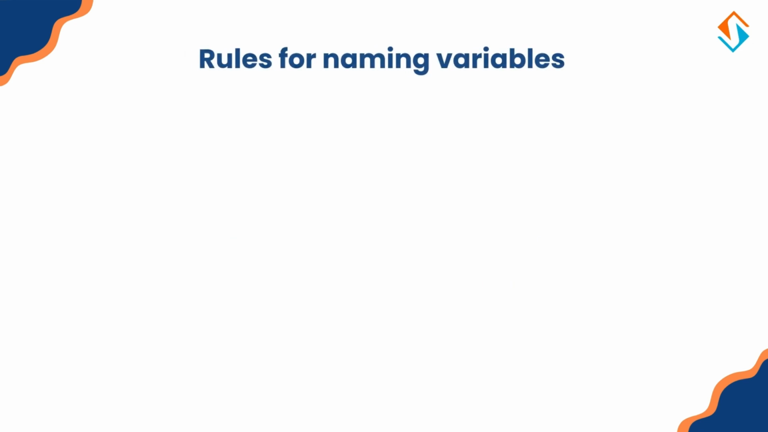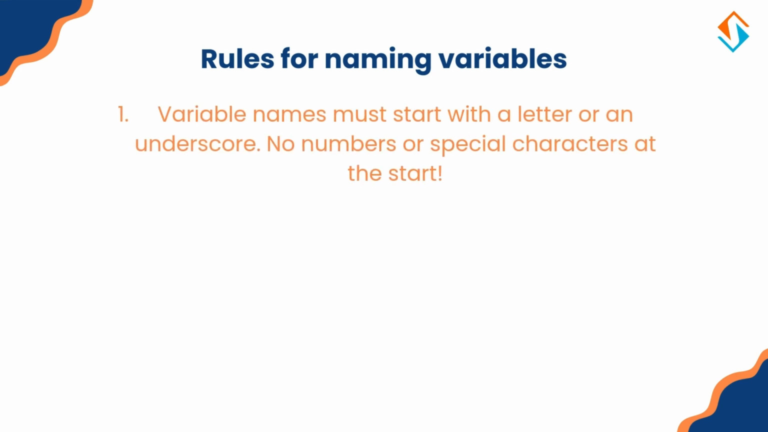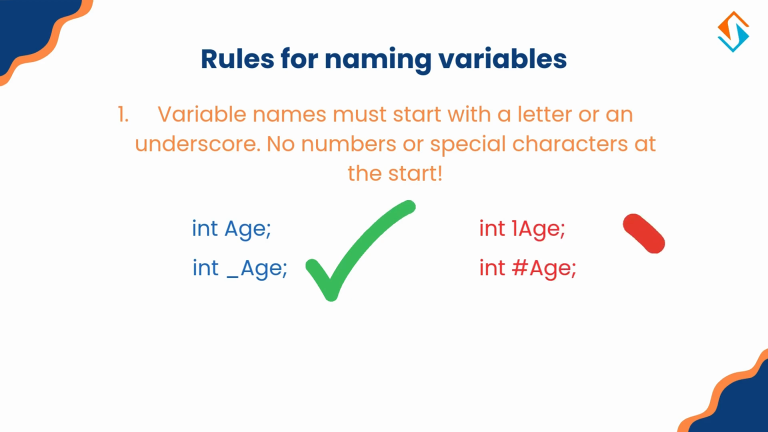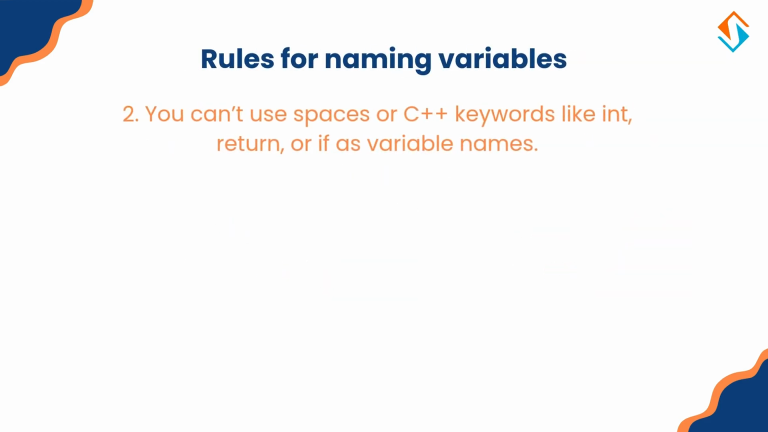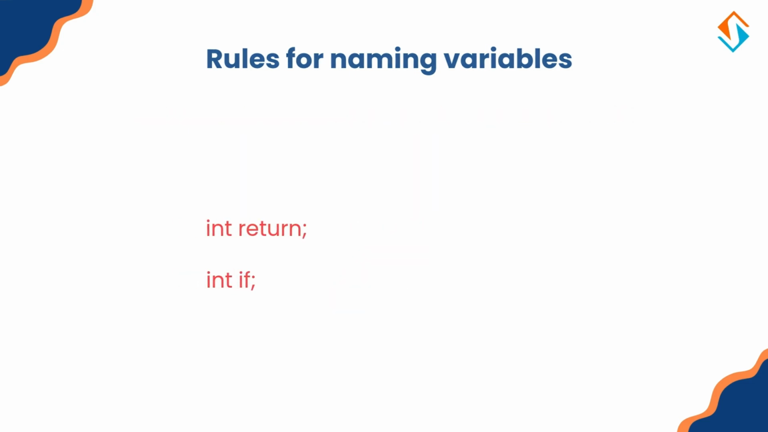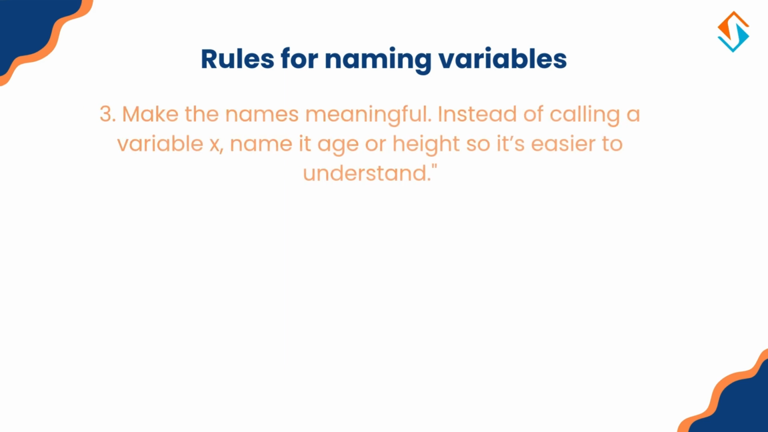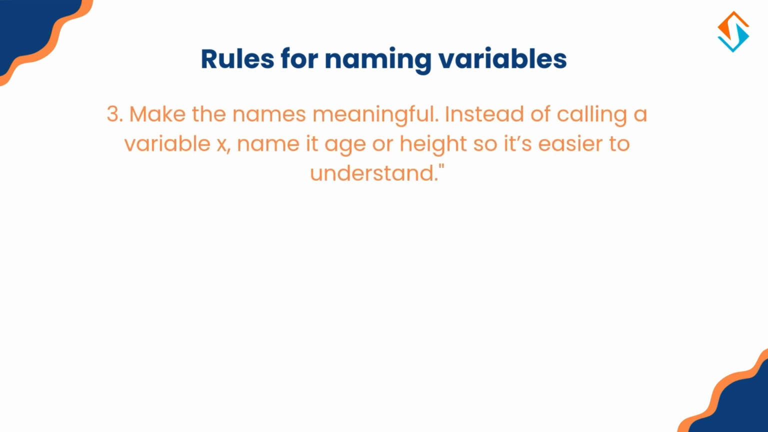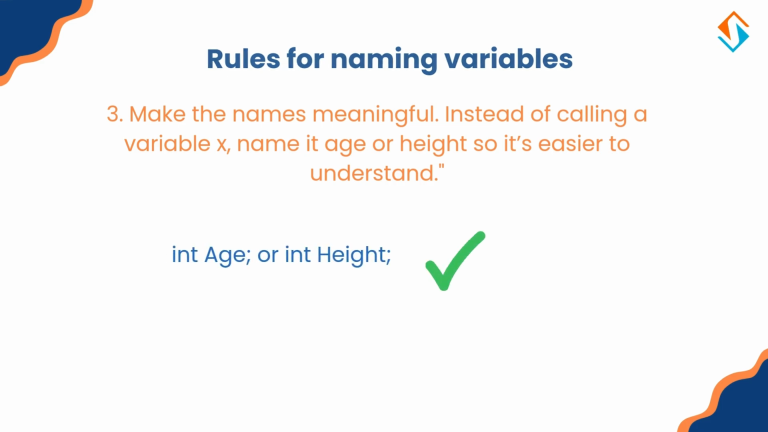Now, before you start creating variables, here are some quick rules for naming them. First, variable names must start with a letter or an underscore. No numbers or special characters at the start. Second, you can't use spaces or C++ keywords like int, return, or if as variable names. Third, make the names meaningful. Instead of calling a variable x, name it age or height so it's easier to understand.